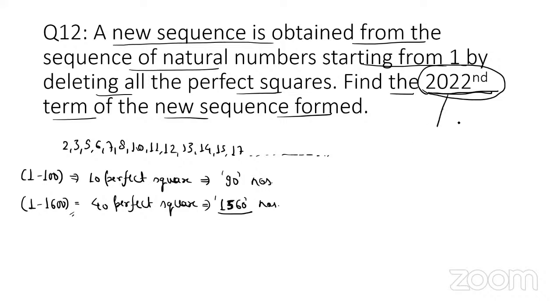And guys, we actually know that 2022 is close to 2025. Why I wrote 2025? Because 2025 is a square of 45. So we can actually take the help of 45, right? So guys, if I write all the numbers from 1 to 2025, there must be 45 perfect squares. There must be 45 perfect squares, right? So in real, I have written how many numbers?